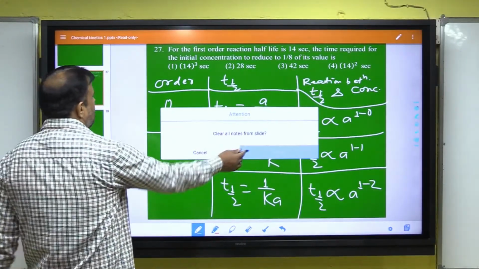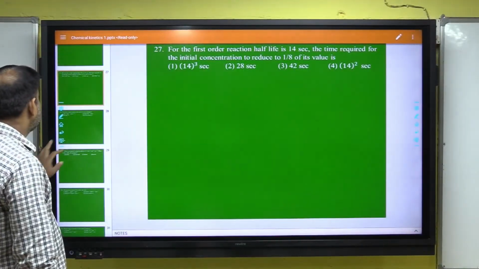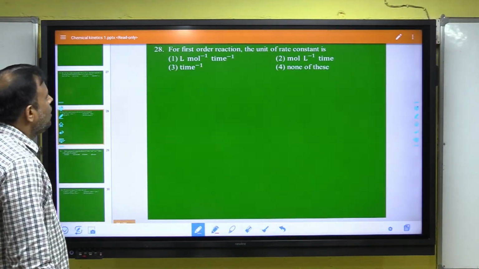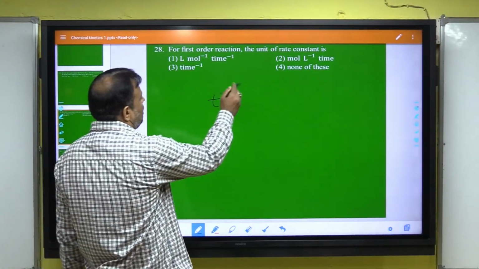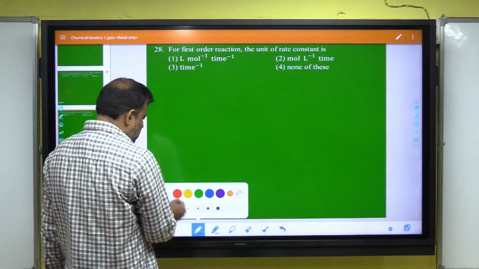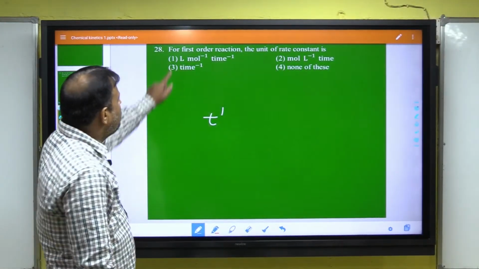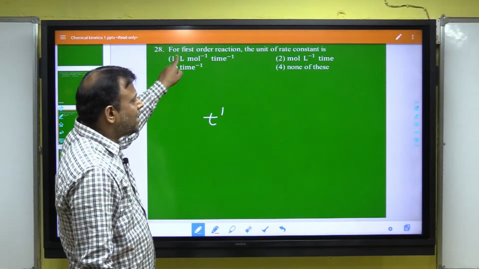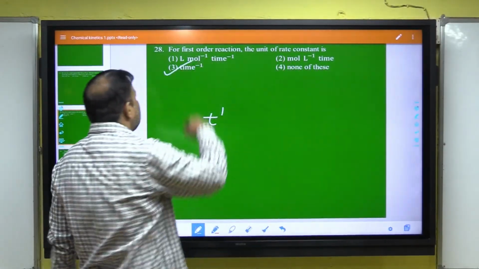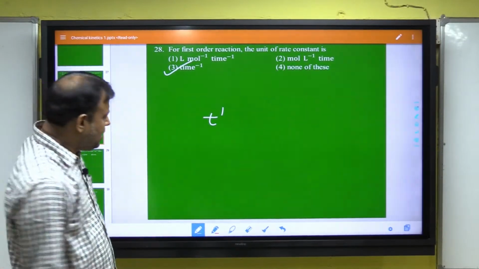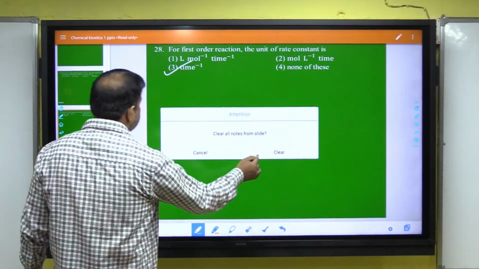Next, question 28. For first order reaction, rate constant is always time inverse. Liter per mole per time is for second order, mole per liter per time. No, none of these. It is only for first order, time inverse. Clear? Time inverse.